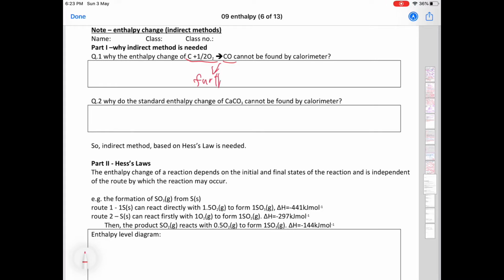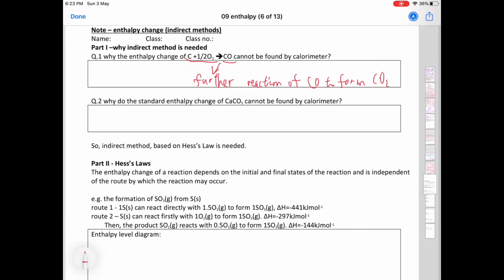For this reaction, if we want to measure the enthalpy change, there will be further reaction, which makes it impossible. So we cannot directly measure the enthalpy change by experiment for this reaction.